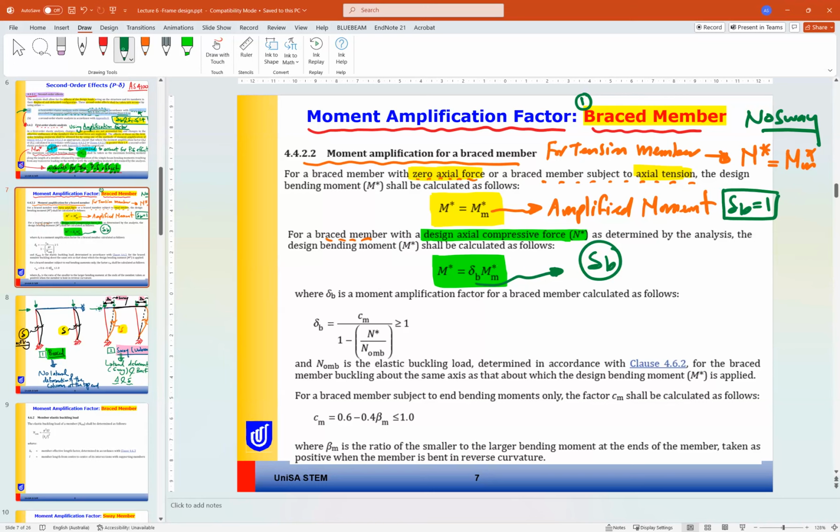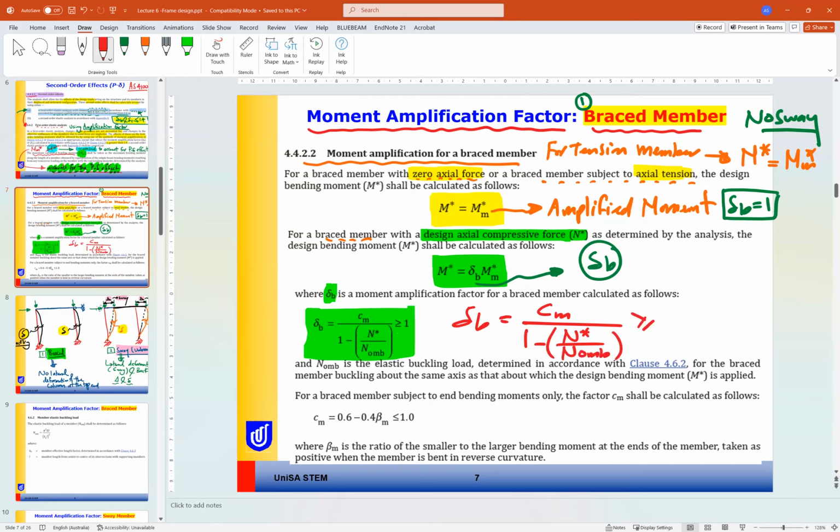How do we find delta B? Delta B is calculated using this formula here for a braced member. Delta B equals Cm divided by 1 minus N asterisk divided by N omb. It should be more than or equal to 1, because this is an increasing factor, or amplification factor, so it should be more than 1.